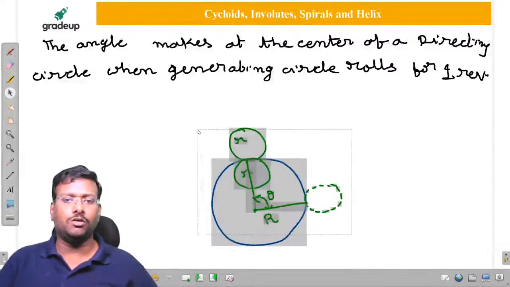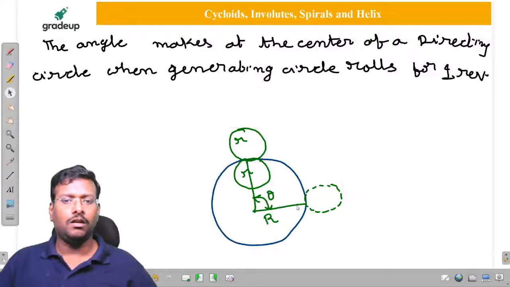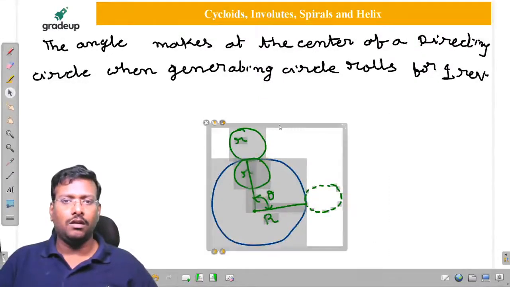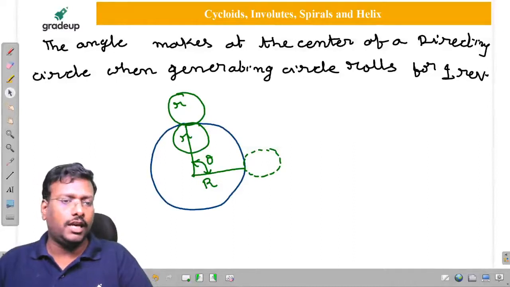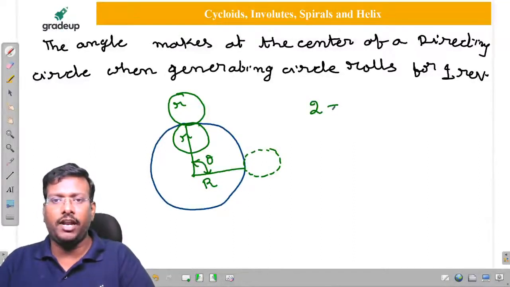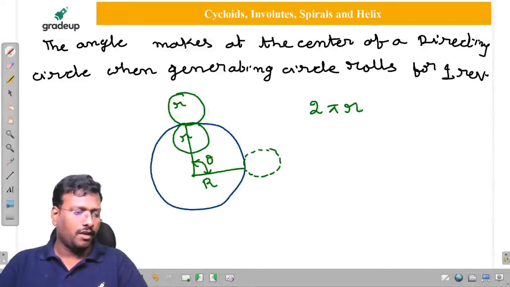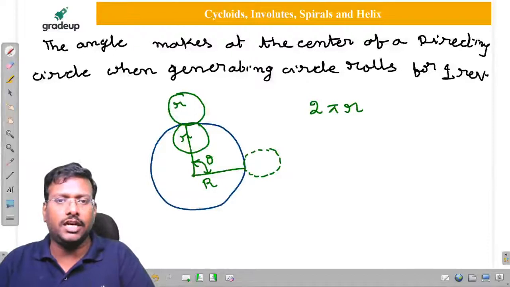Now here you observe. According to the generating circle, if it rolls for one revolution, how much distance has it traveled? 2 pi r. Perfect, Twinkle, 2 pi r distance according to the generating circle.